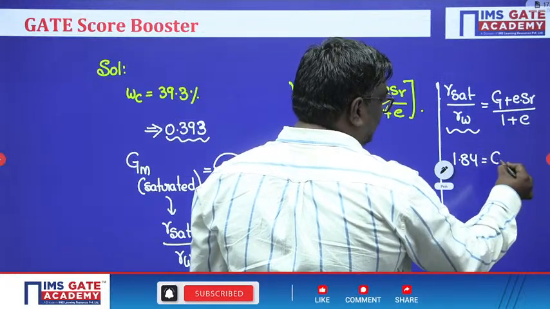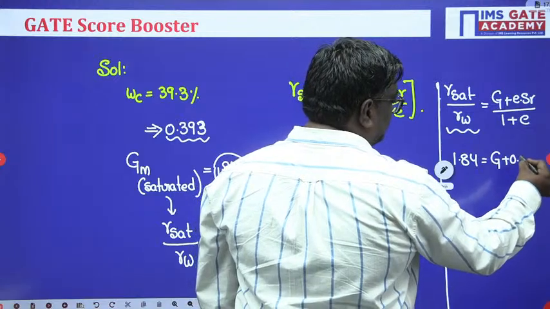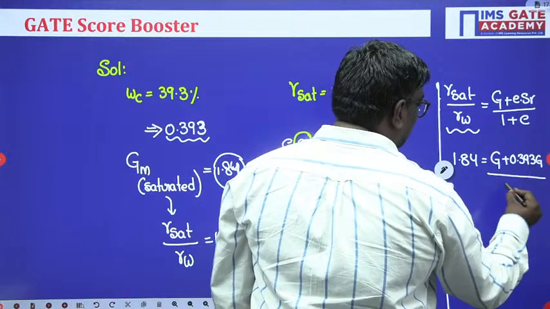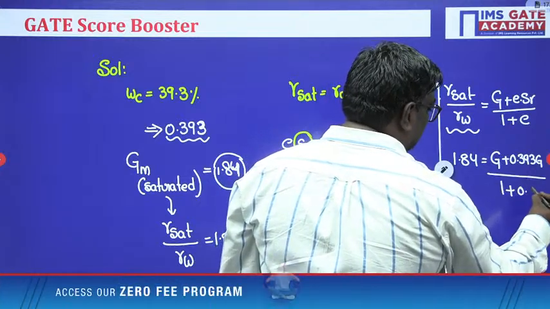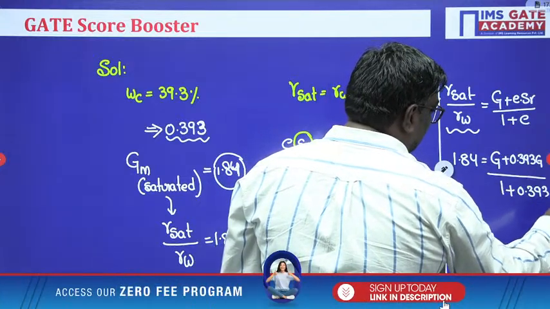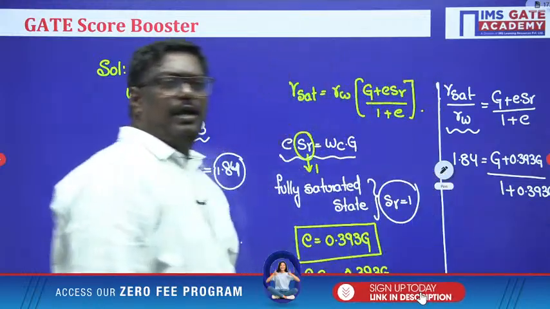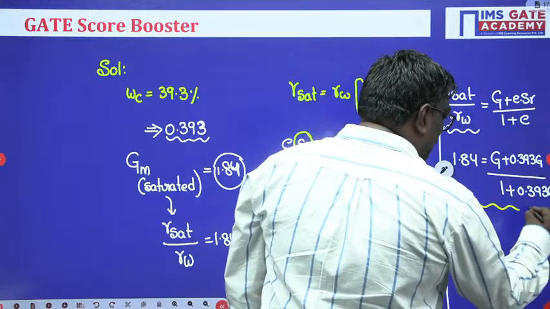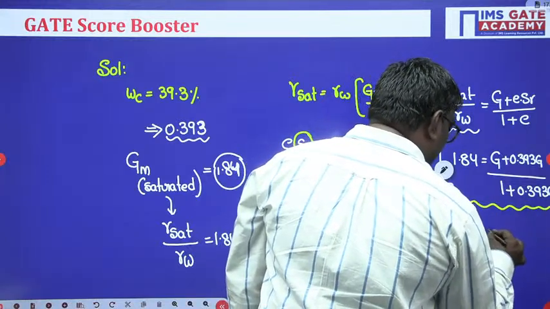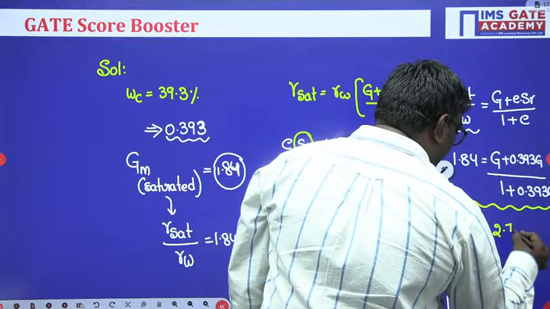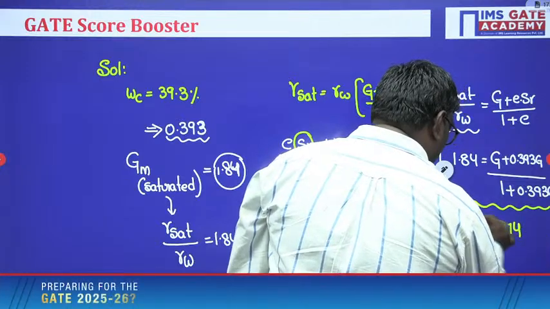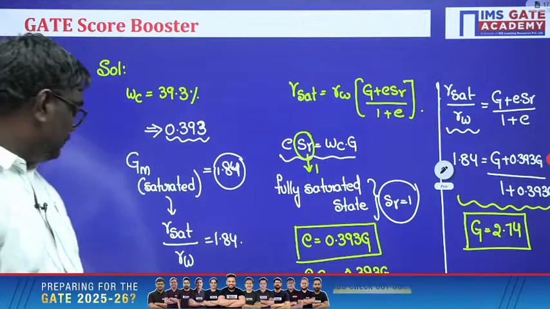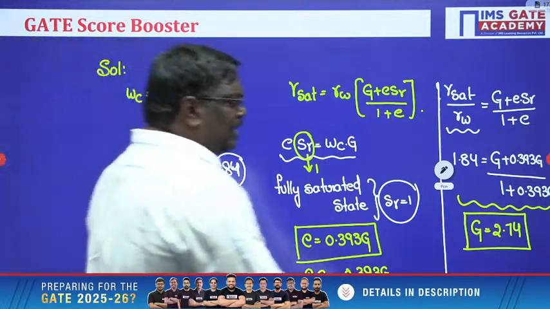What is G? You don't know. What is E SR? 0.393 G. And what is E, sir? E is nothing but 1 plus 0.393 G. Okay. Now here see students, if I solve here, what is the G value? G value will be equal to 2.74. What is the value of G, sir? 2.74. And they have asked you what is the void ratio.